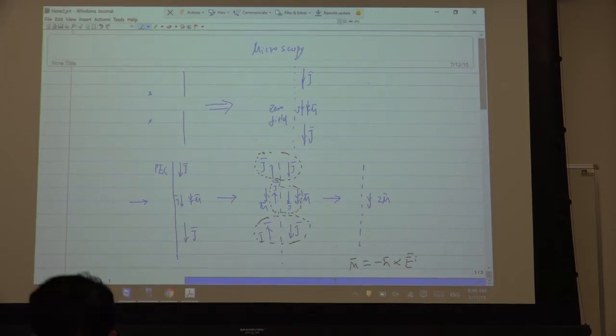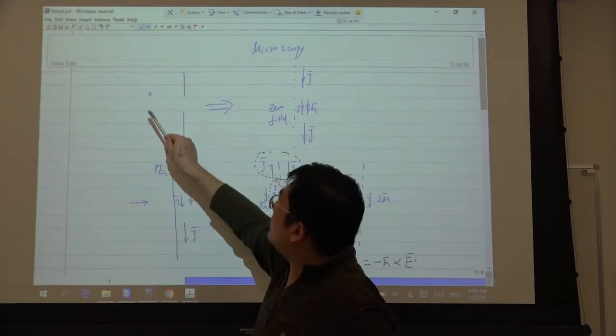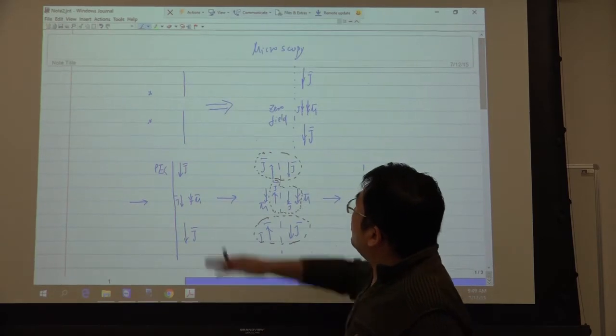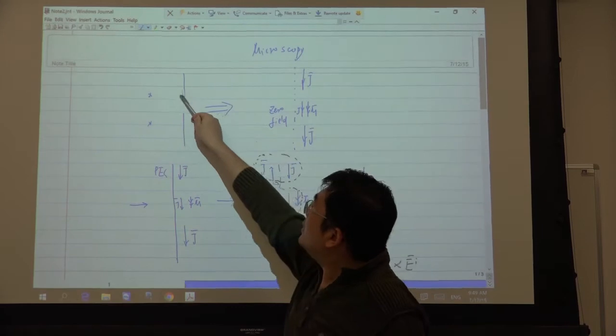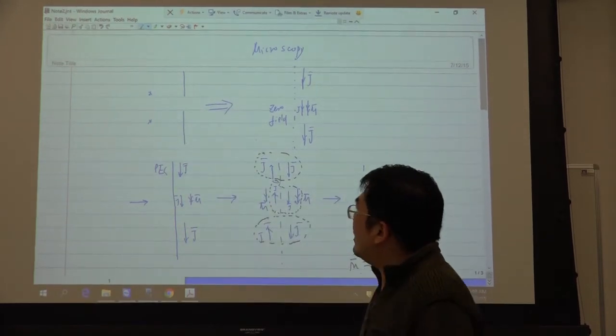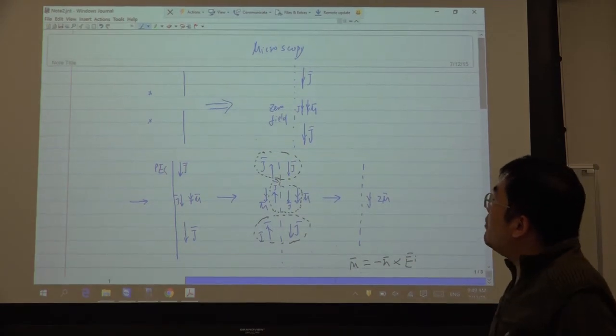So the problem, mathematically, is that there is a screen and there is a two-point source. I want to know the field behind this screen. Behind the screen. This is the problem we want to solve. But how do we solve the problem?